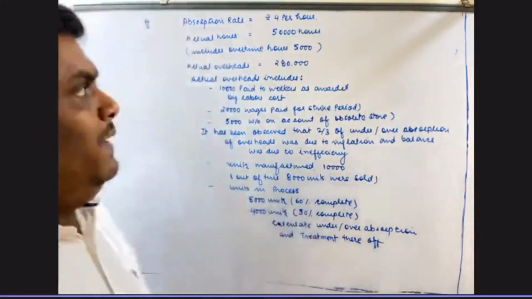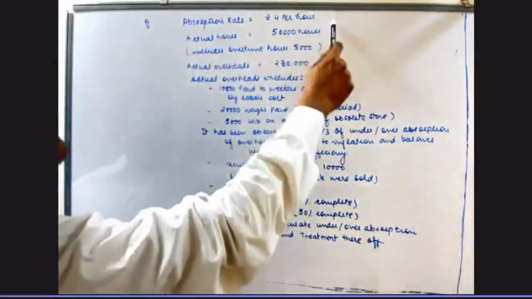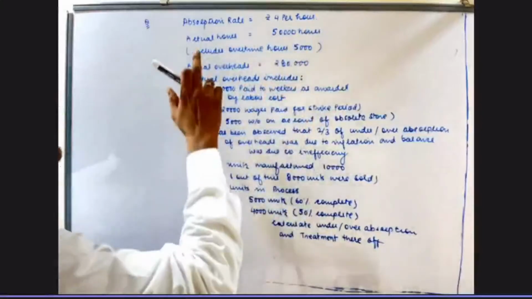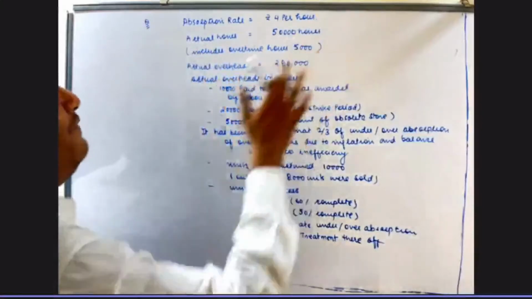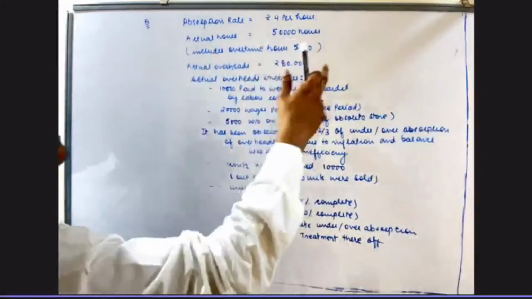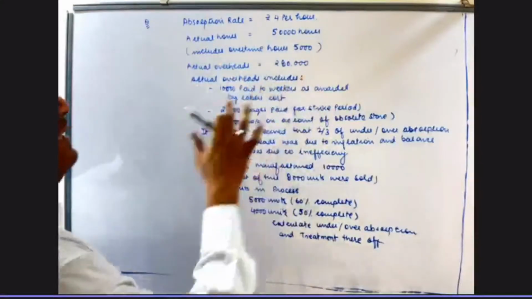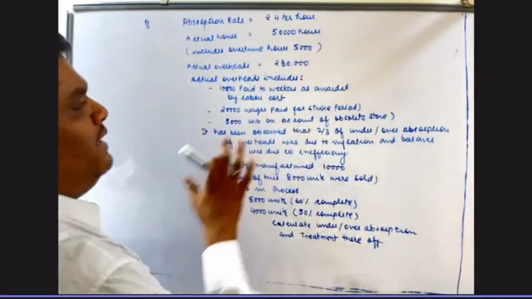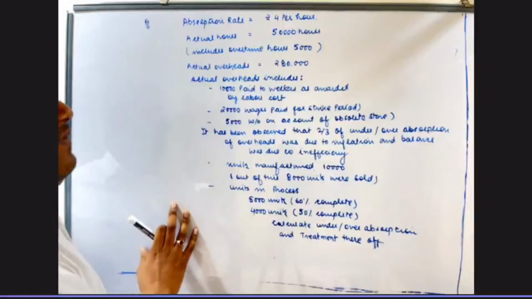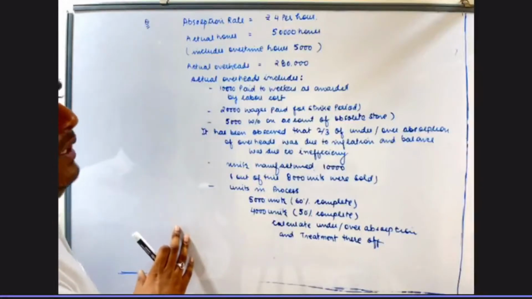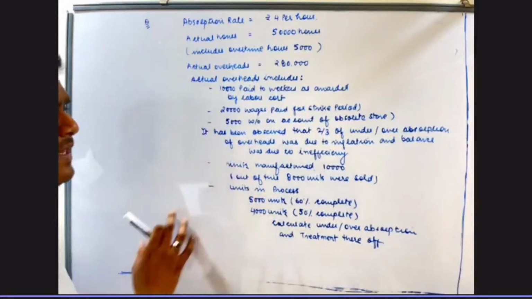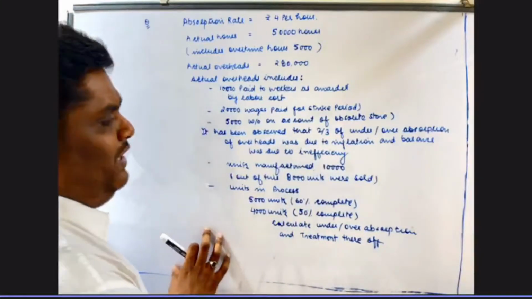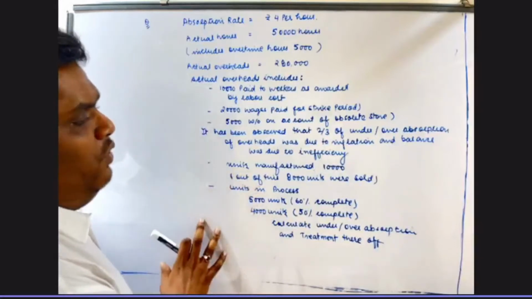So, when talking about the question, the absorption rate is rupees 4 per hour. The actual hours are 50,000. However, it includes overtime hours of 5,000. Actual overheads are 2,80,000. Actual overheads include 10,000 paid to worker as awarded by Labour Court, 20,000 paid for strike period, 5,000 written off on account of obsolete store. It has been observed that two-thirds of the under or over absorption was due to inflation and balance due to inefficiency. Further, the units manufactured were 10,000.